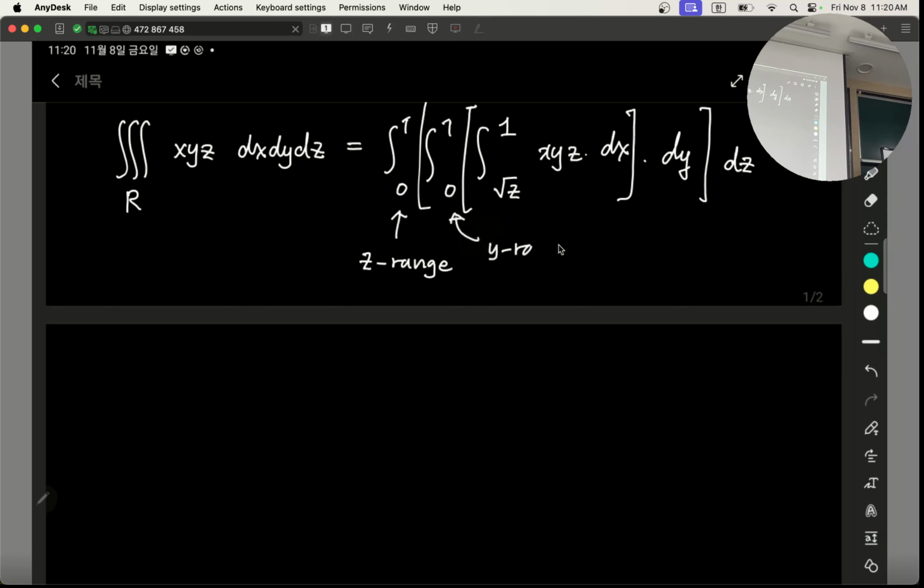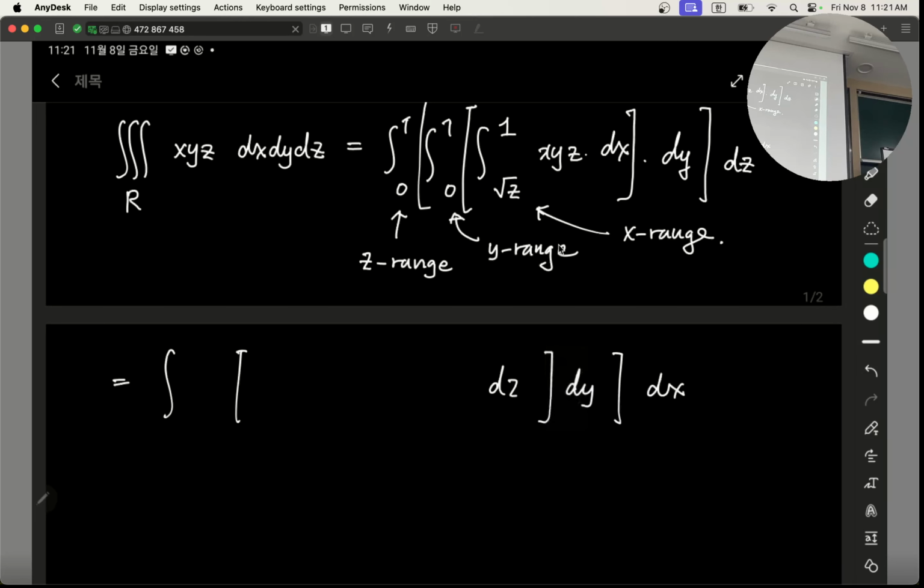So this is the y range and this is the x range. So instead of taking dz at the end, let's take dx at the end. What I mean by end is the last integration. So I'm going to do the dx integration, and then dy integration and dz integration. So I need to determine the limits of these three integrations.